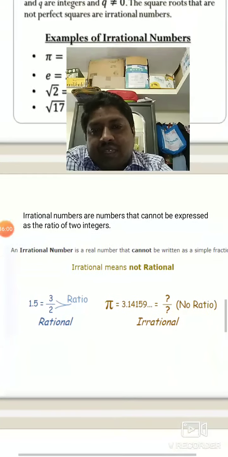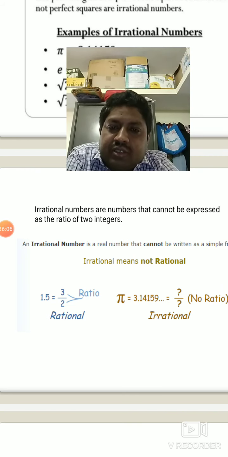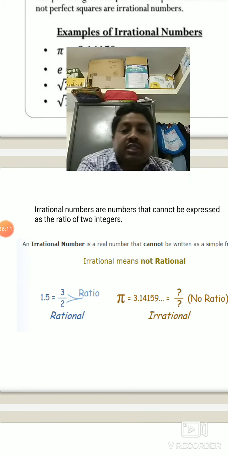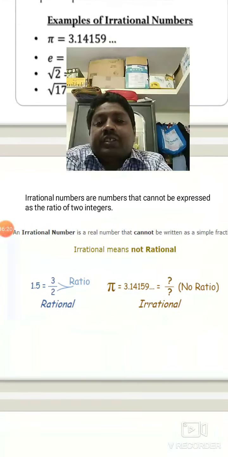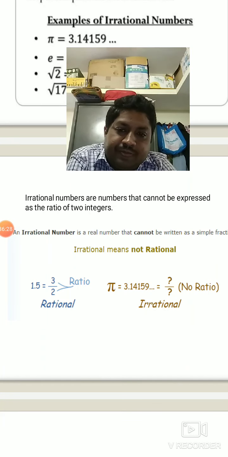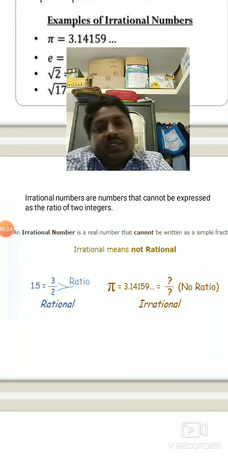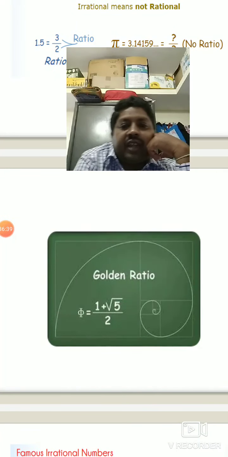Now we learn some more about irrational numbers. Why is it irrational? Irrational numbers are numbers which cannot be expressed as a ratio. They are real numbers that cannot be written as a simple fraction. Irrational means not rational. So 1.5 can be written as a ratio, but pi cannot be written as a ratio. So that is irrational. See, another interesting fact is there.